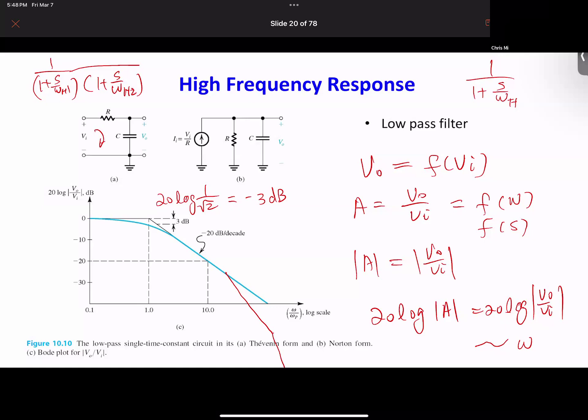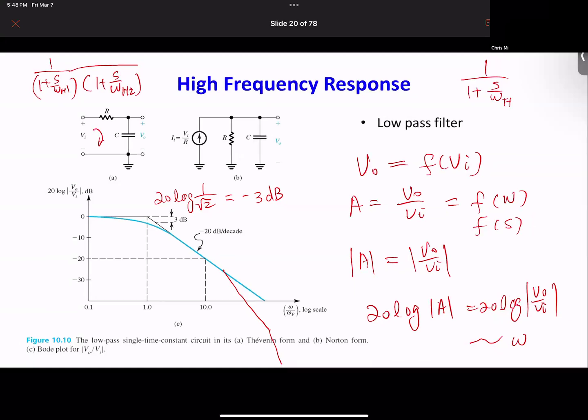In the future, you might see that for some amplifiers we have 1 pole, but for some of them we have 2 poles, 3 poles. And those frequencies are going to be different, like omega h1, omega h2, omega h3. You have 3 poles, and then the gain will start to drop 20 dB and 40 dB and 60 dB for each.